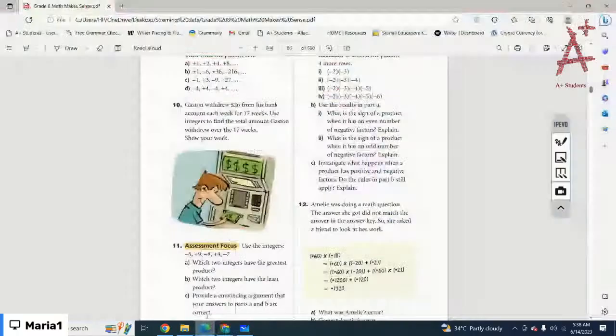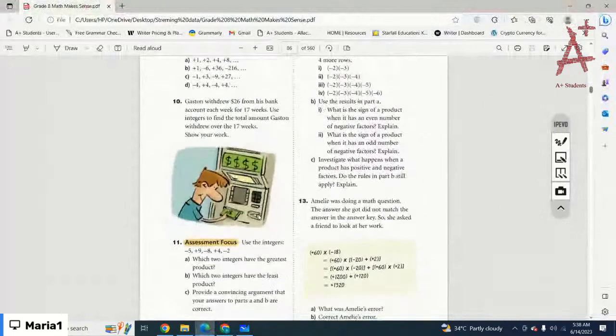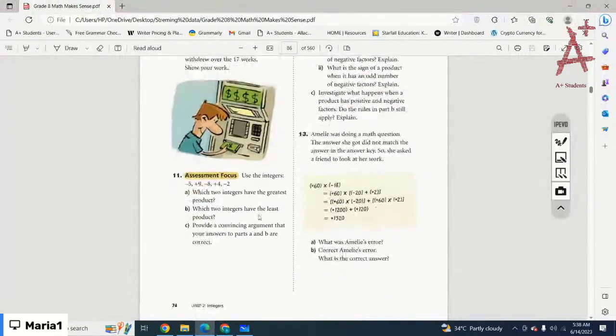Okay, just look at question number 13. Emily was doing a math question. The answer she got didn't match the answer in the answer key, so she asked a friend to look at her work. What she did was positive 60 times negative 18.